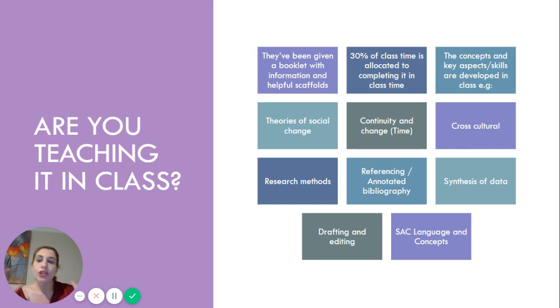That first core topic, we look at research methodology again. We look at theories of social change. We look at continuity and change. What is it? We look at cross-cultural, how do you embed it? We're back at looking at the key concepts and the SAC language for the topics that we're doing. And then I show them the skills of referencing and annotated bibliography, synthesis of data, drafting and editing, SAC language and concepts.